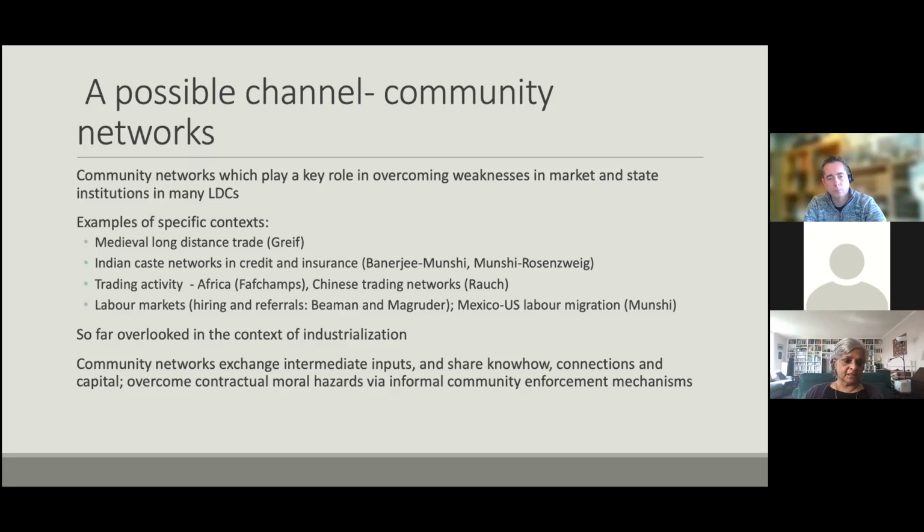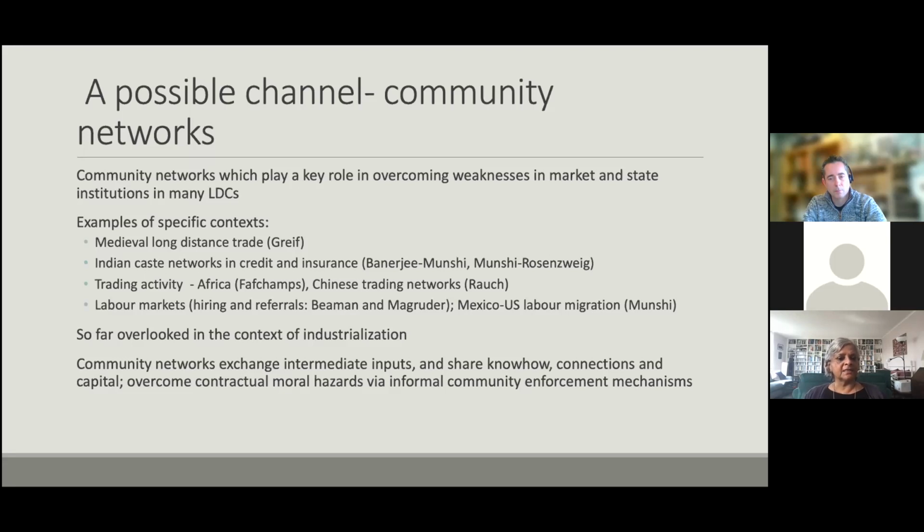In present day context, we also have caste networks in India playing an important role in credit and insurance markets. There is evidence from Africa and China on the community networks playing an important role in international trade. And also in the context of labor markets, there is work showing migration is helped by community networks. Hiring and referrals are helped by community networks.